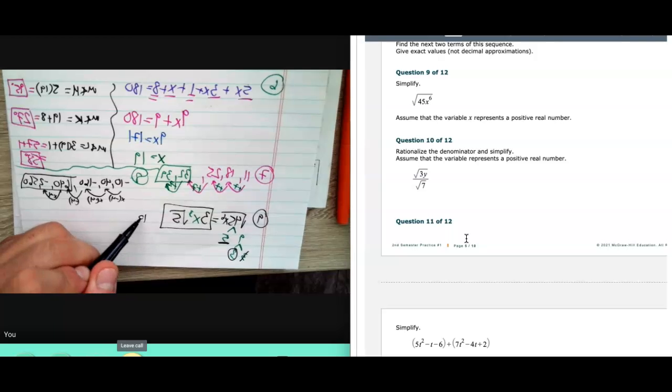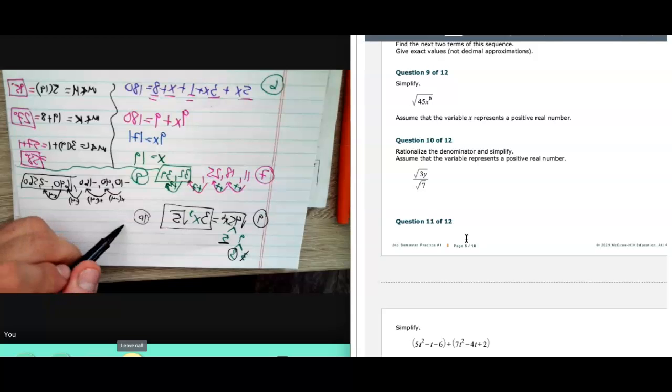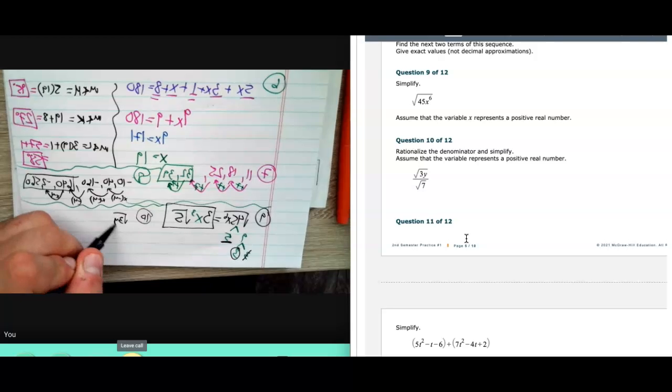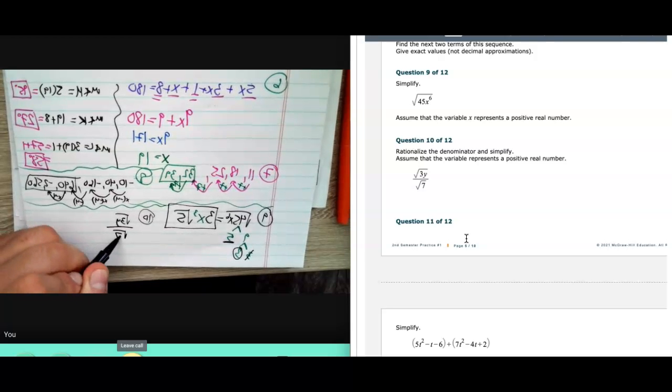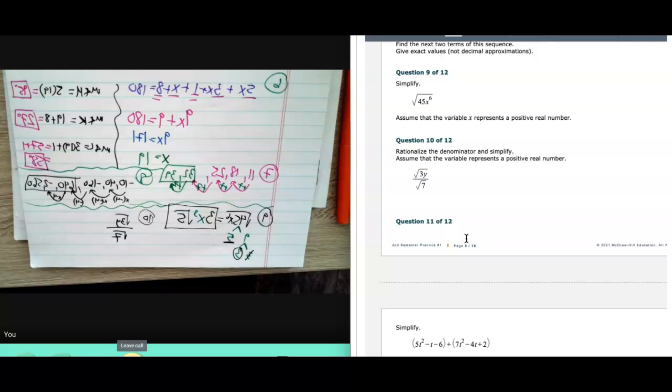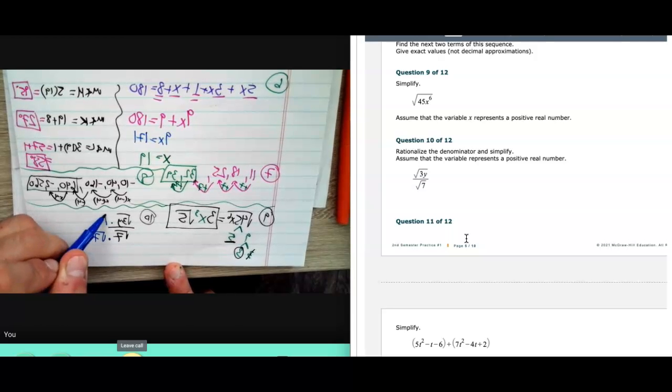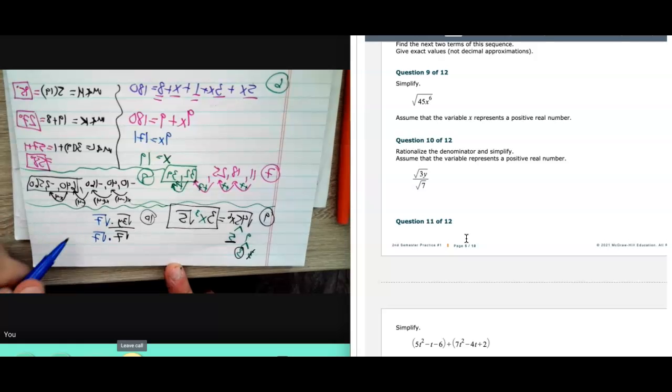Okay. Number 10 is rationalize the denominator and simplify. Again, number 10, we have the square root of 3y divided by the square root of 7. So in case you don't recall, remember the skill of rationalizing the denominator, that is getting rid of the radical. Rationalize the denominator means get rid of the radical, and the way you do it is by multiplying the top and bottom by that radical.